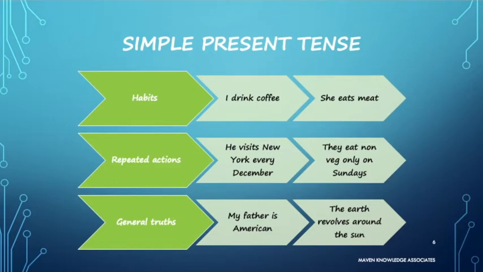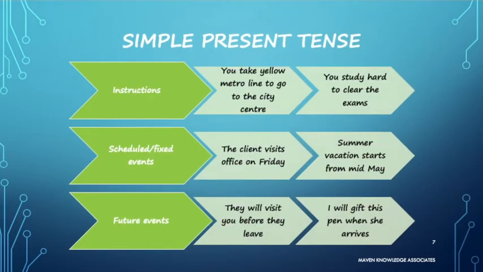In case of repeated actions, he visits New York every December. They eat non-veg only on Sundays. In case of general truths, my father is American. The earth revolves around the sun. In case of instructions, you take a yellow metro line to go to the city center. You study hard to clear the exams.